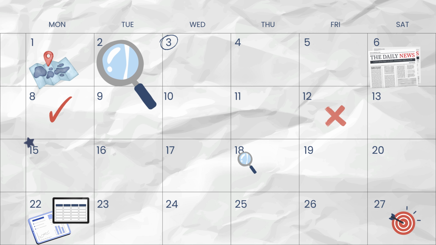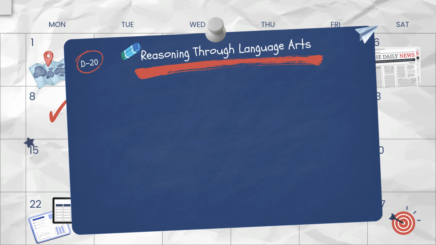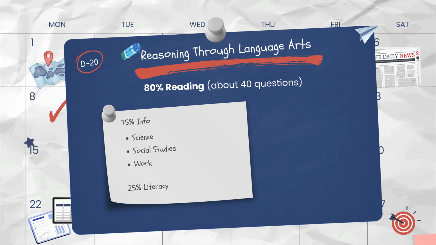All right, let's dive into the very first part of the GED test. Reasoning through Language Arts, often called RLA. This section is all about reading, understanding, and using language effectively. About 80% of the questions are reading-focused, around 40 in total. You'll see passages from science, social studies, workplace documents, and a few literary texts.